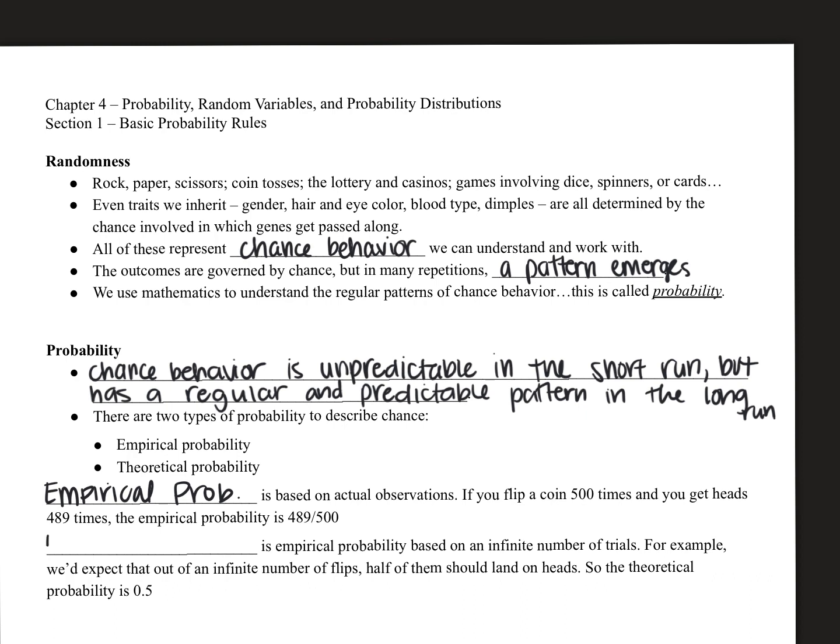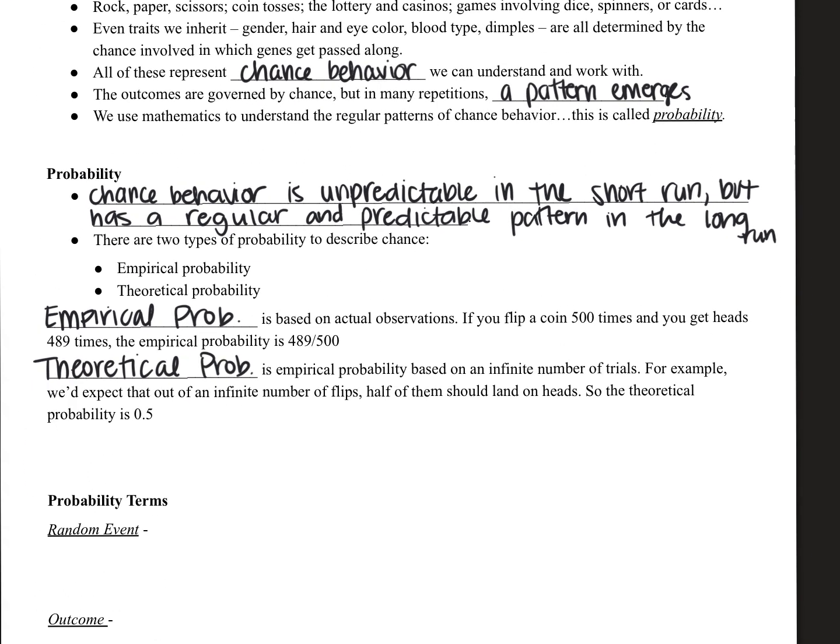Theoretical probability is empirical probability based on an infinite number of trials. So for example, we'd expect that out of an infinite number of flips, half of them, when you flip a coin, should land on heads. So the theoretical probability is 0.5. So every event that has randomness has an empirical probability and a theoretical probability.